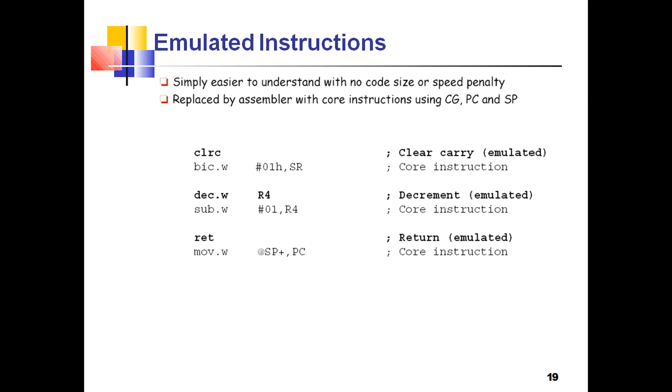CLRC means clear carry. It is an emulated instruction. If you want to write it as a core instruction, you have to write it like this: bic.w #01h, SR, that is bit clear the carry of the status register. That is the core form. In this way you can clear the carry. Next, decrement dec.w R4 means decrement R4 by 1. But if you want to write it in core, you have to subtract 1 from R4.